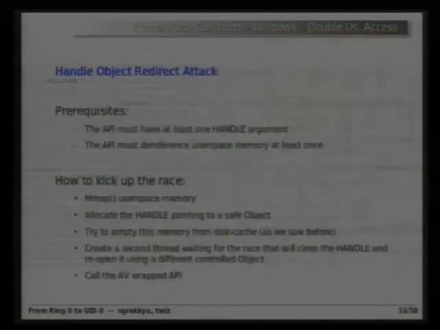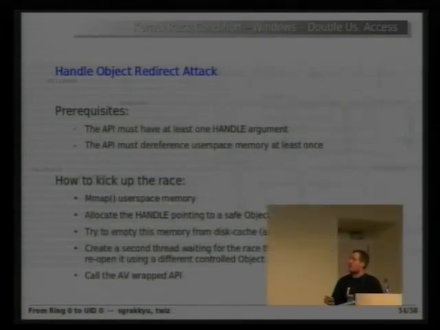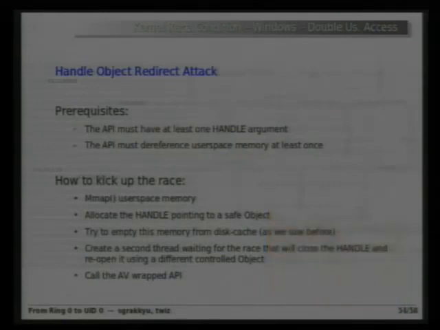The other technique is more reliable and can be used with all functions that have at least a handle, which is most of the functions in Windows. The API must also, in that example, reference the user space at least once to trigger the race.